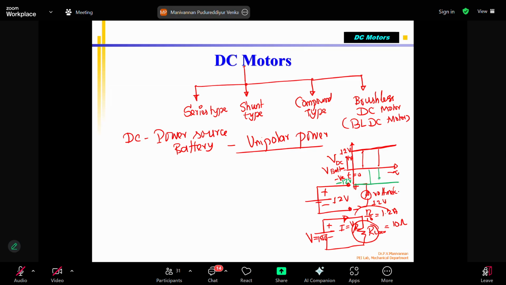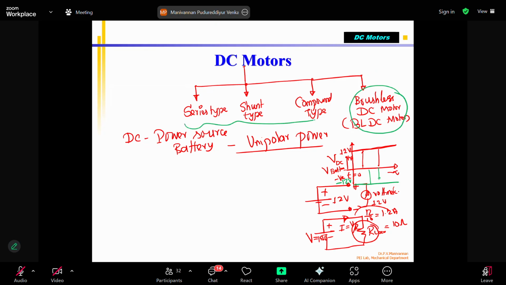Whether positive or negative, as long as the voltage remains constant without variation, we call it DC voltage, direct current. Batteries produce this voltage. If the voltage is given to a motor, that motor produces torque and rotates at a particular speed. We call it a DC motor. That's what we are going to see now. Actually there are 4 types. This type is now used in electric vehicles and automobiles. You are using the brushless DC motor.